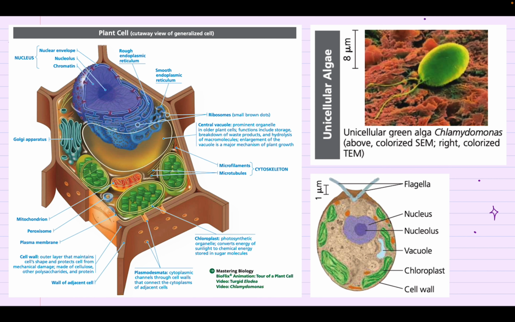It's going to be pretty similar to a plant cell because plants did come from algae. So you see the nucleus and the nucleolus inside. You've got a vacuole, a chloroplast, a cell wall, and you've also got some flagella, which are kind of special to this type of algae. So yeah.